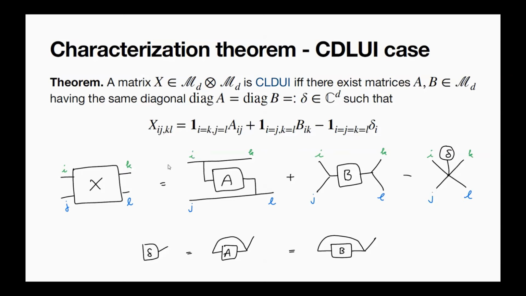But if you like pictures, this is how all symmetric matrices look. So a symmetric matrix X is built of two matrices, A and B. And you see I'm using A to create coordinates which have i equals k and j equals l on the bottom. And I'm using B to create coordinates which have i equals j on the left and k equals l on the right. And then somehow, because I'm double counting, I have to subtract this common part where all the indices are equal.